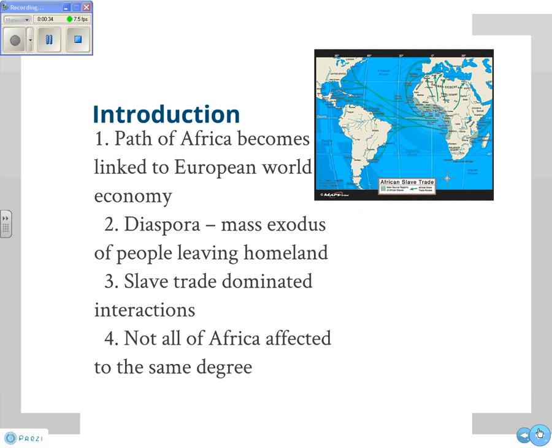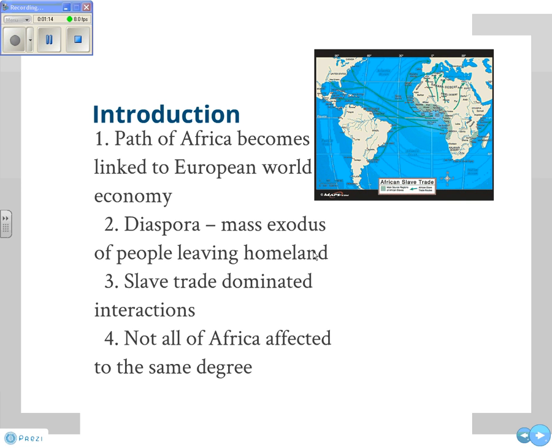All right, first question. What was the influence of Europe upon Africa? I've got four things up here. First off, the path of Africa becomes linked to the European world economy. In other words, Africa is crucial to Europe's success in its colonies. You can see on this map, they've got to have this slave trade to make Brazil and sugar and Caribbean and sugar and eventually cotton and tobacco in the Caribbean and tobacco in North America. They've got to have slaves, and slaves become such an important part of this whole picture.